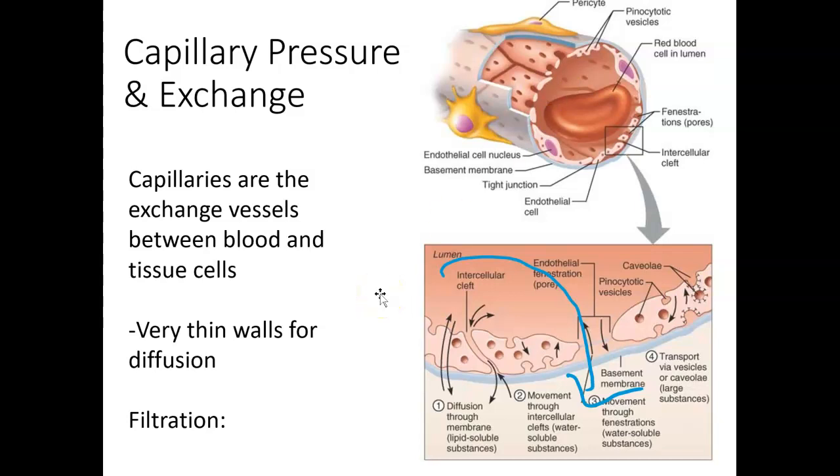The coffee grounds shouldn't be in the coffee. But if you poke holes in the filter, if there's damage to that membrane, now the coffee grounds are going to get through. So we always say it's non-selective and it's based on size. As long as everything's functioning normally, only small things are going to pass.